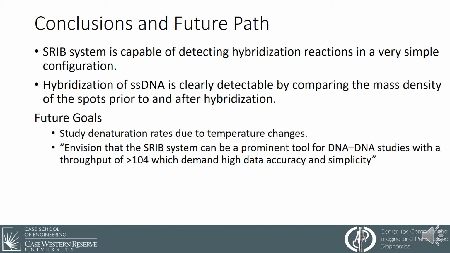Now, the conclusion in the paper is that this system is capable of detecting hybridization reactions using a relatively simple configuration, and that the hybridization of the DNA is clearly detected by measuring the mass density of the spots prior to and after hybridization, and thus measuring the rate of denaturation. The future goals outlined by the paper is to study the denature rates due to temperature changes, and they state that they envision the system will be a prominent tool for DNA studies with a throughput of 104, which demands high data accuracy and simplicity.